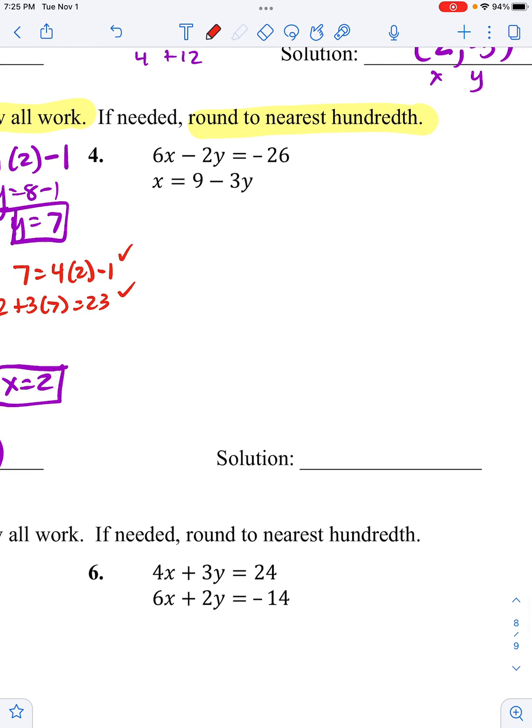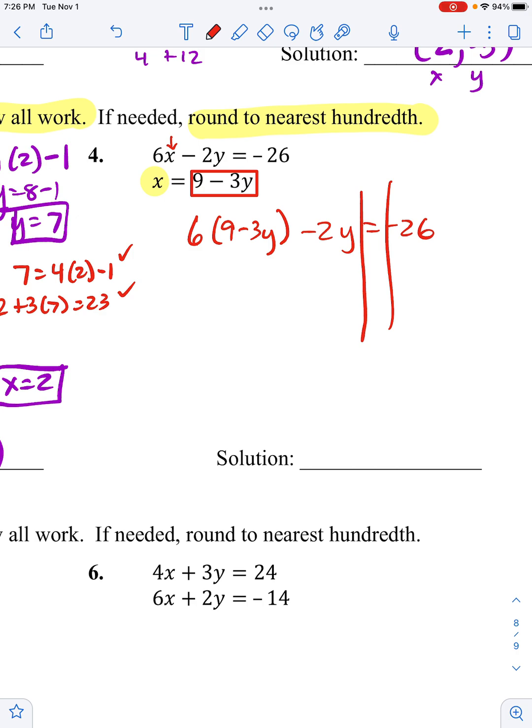Okay, on this one, the x is alone and can be replaced with 9 minus 3y. So that's going to be what I substitute in for this x, because if they're equal, they can replace each other. So I'm rewriting the top equation, but where there used to be an x, I'm writing 9 minus 3y, and then I go ahead and solve that.